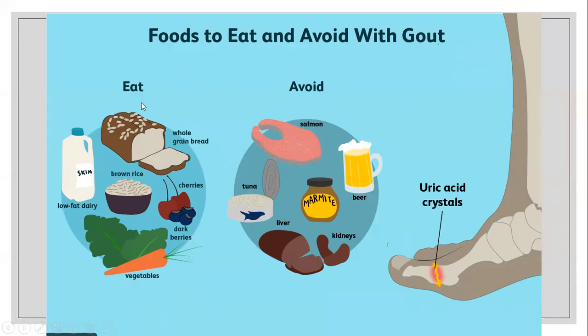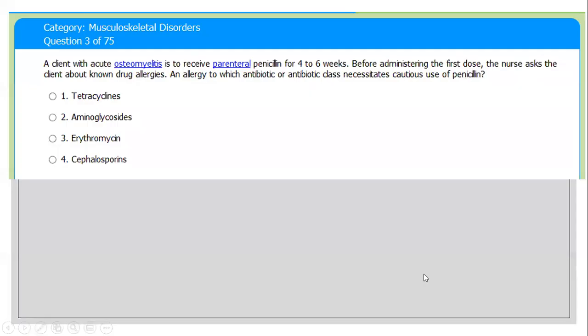What you should eat: low-fat dairy products, brown rice, dark berries, cherries, and carrots. You have to avoid salmon, tuna, liver, kidneys, and beer. In this picture, we can see gouty arthritis, right? Because of elevated uric acid, the joint is swollen. The patient presents with pain.